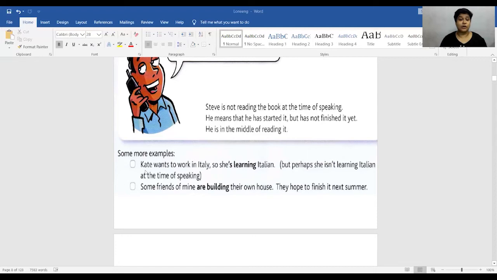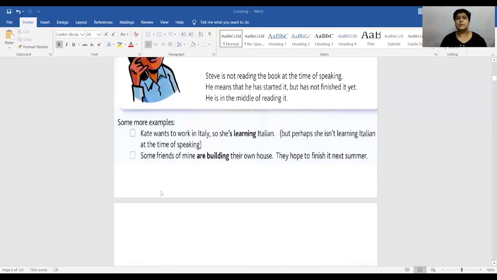Okay. So some more examples. Kate is the name of a girl. Kate wants to work in Italy. She's learning Italian. That's the language they speak. But perhaps she isn't learning Italian at the time of speaking. She's talking about something that she wants to do in the future. Nevertheless, she's using the present continuous tense.